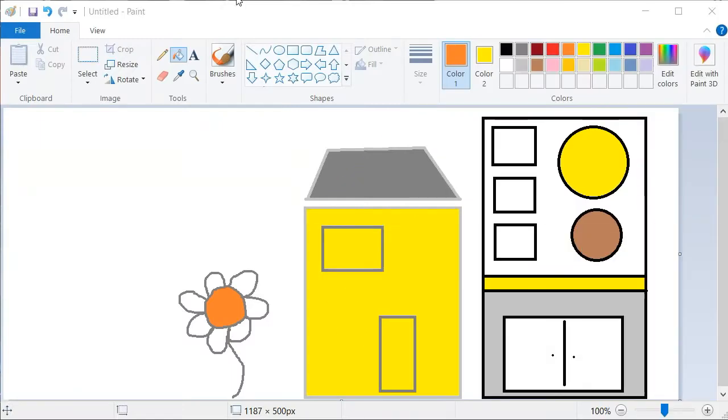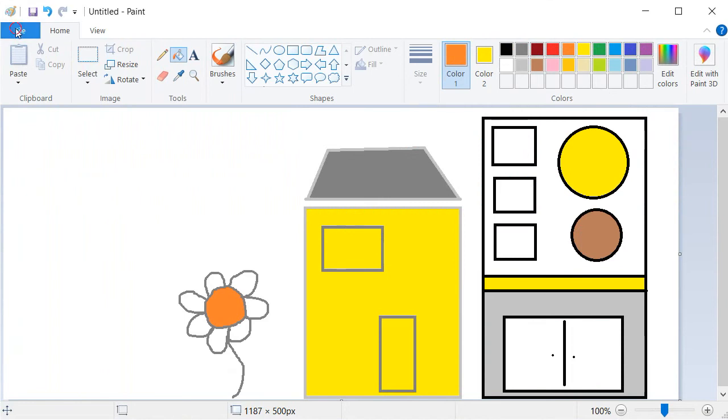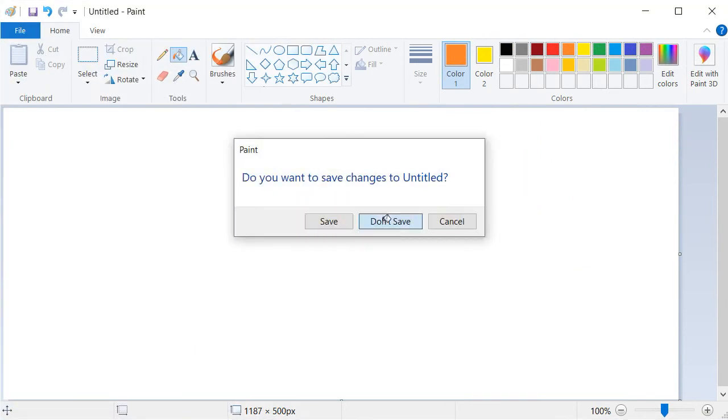Grade 2, Chapter 2, Cartoon Drawing, Lesson 6.